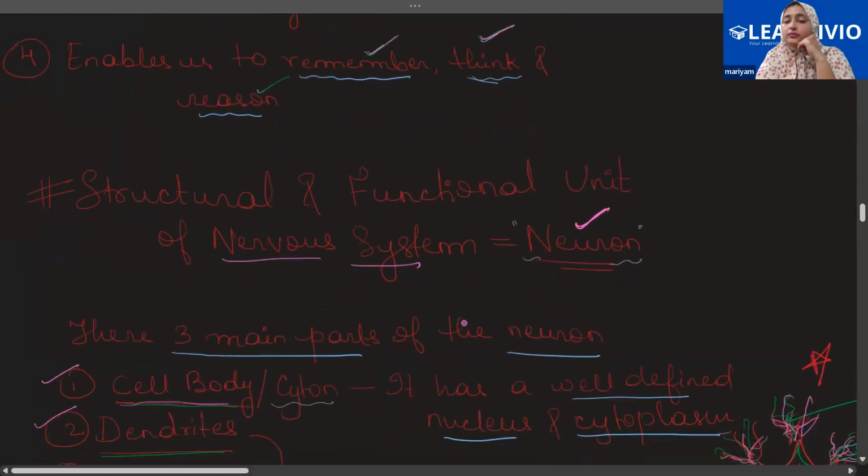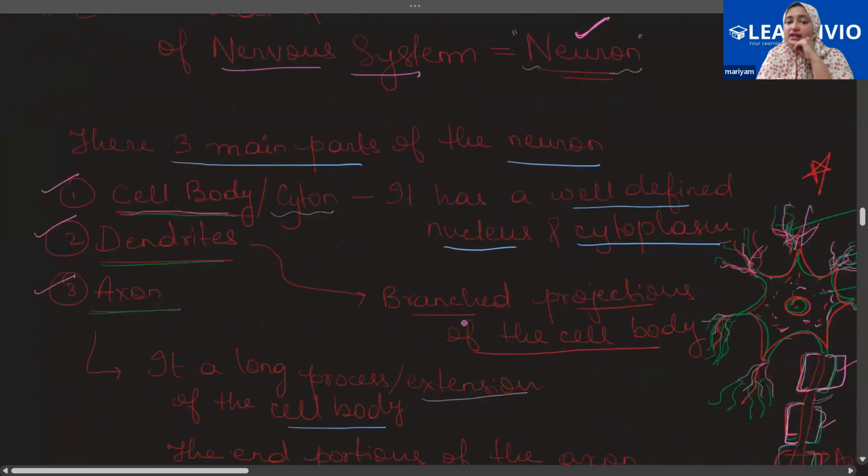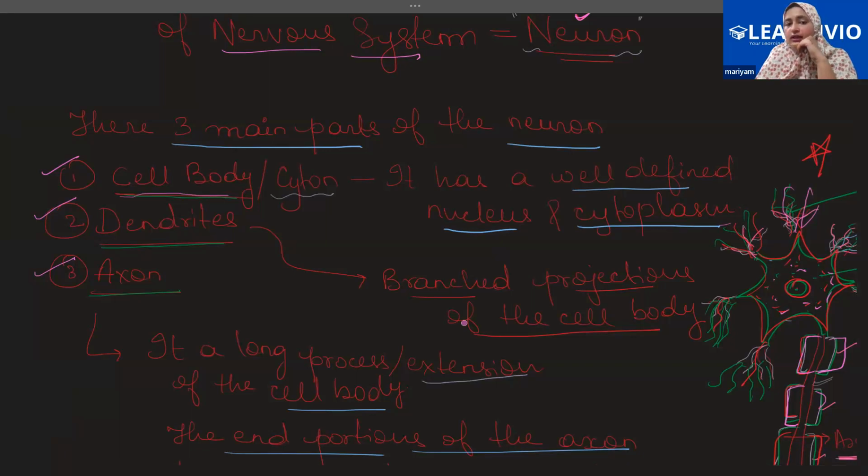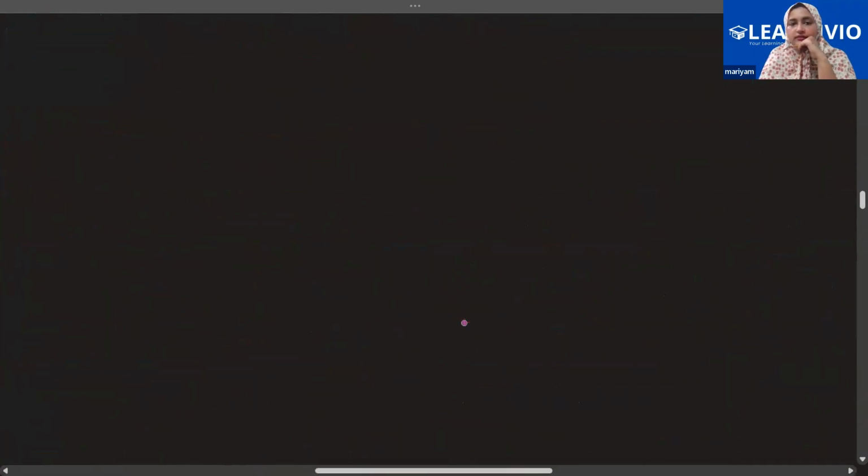Now, we'll talk more about the structure of a neuron. One neuron is made up of three parts. There is the cell body, which you can also call the cyton. Then there are dendrites, and lastly the axon. So three parts of the neuron are there. Now see here.